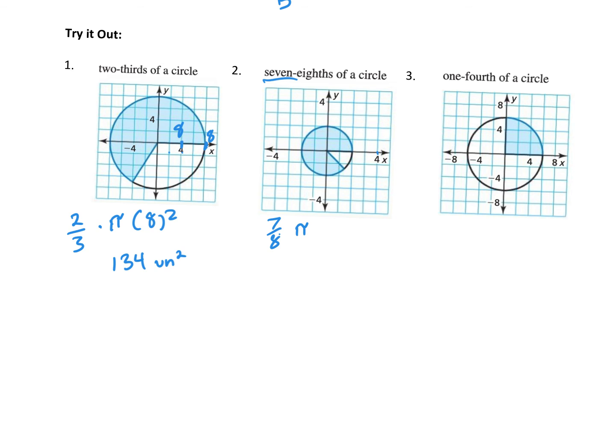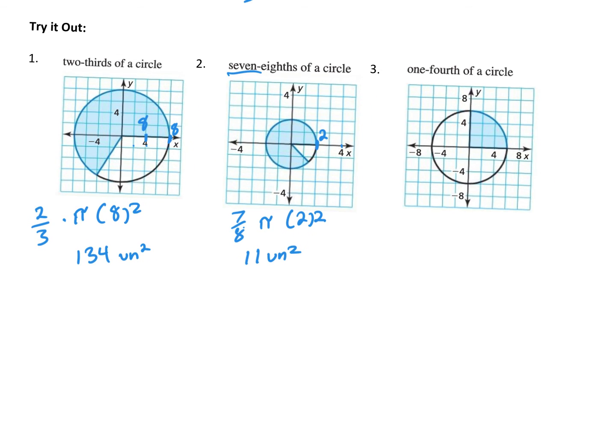This says 7/8, so 7/8 times pi. This is 4, so then this has to be 2 times 2 squared. So this is about 11 units squared. This is 4, so then this has to be 6. And it says 1/4. So 1/4 pi times 6 squared, multiply all that out, and that is 28.3 units squared.